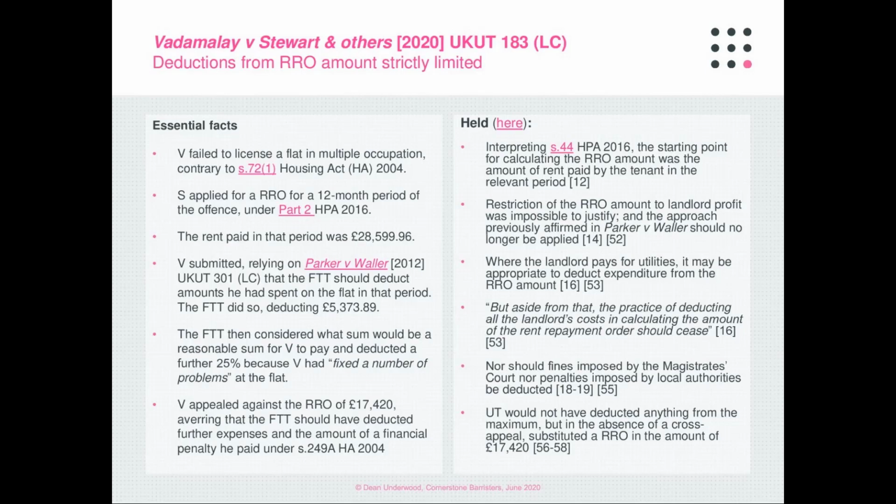So the landlord appealed against the rent repayment order, which was in the amount of £17,420. The landlord argued that the First-tier Tribunal should really have deducted further expenses and the amount of a financial penalty that had been applied by the local housing authority under Section 249A of the 2004 Act. Section 249A of the 2004 Act, of course, is the statutory mechanism under which local housing authorities have the power to impose a financial penalty. And in this case, that financial penalty was the not inconsiderable sum of £8,000. So it would have made a real difference to the amount payable.